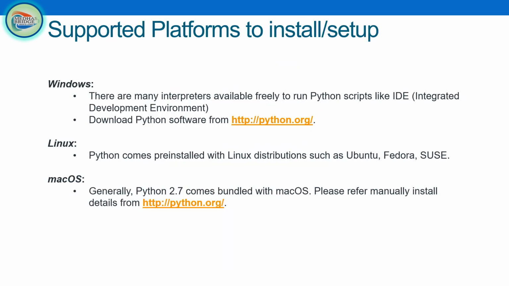Supported platforms to install and set up Python. For Windows, there are many interpreters available freely to run Python scripts, like IDEs. Download Python software from http://python.org. For Linux, Python comes pre-installed with Linux distributions such as Ubuntu, Fedora, and SUSE. For Mac OS, generally Python 2.7 comes bundled with Mac OS. Please refer to the manual installation details at http://python.org.